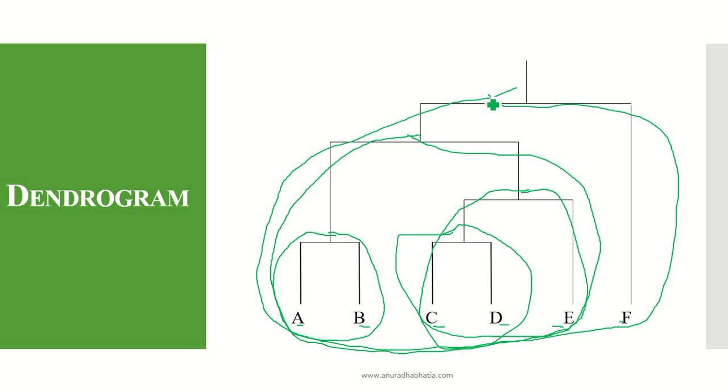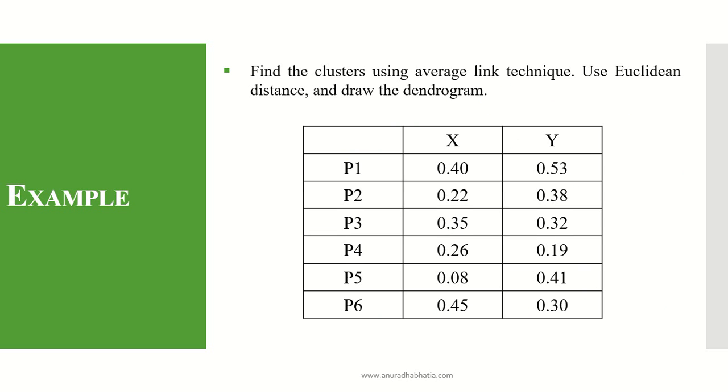For any given problem, we need to find out all the leaf nodes, how they join together to form one single cluster. Let's see an example, and we are solving this example using the average link technique. For the problem solving using the single link and the complete link, you can watch the other videos. Find the cluster using average link technique, use the Euclidean distance and draw the dendrogram.